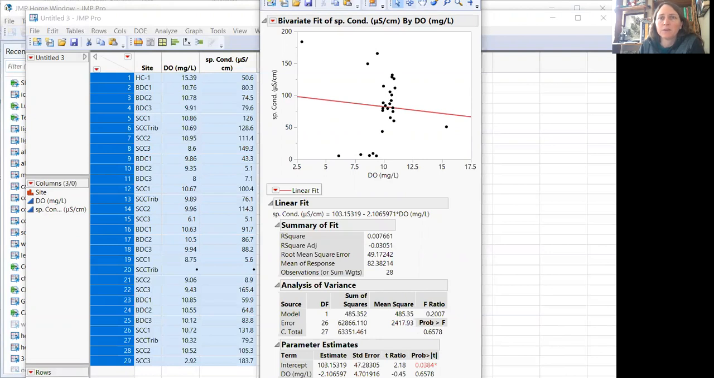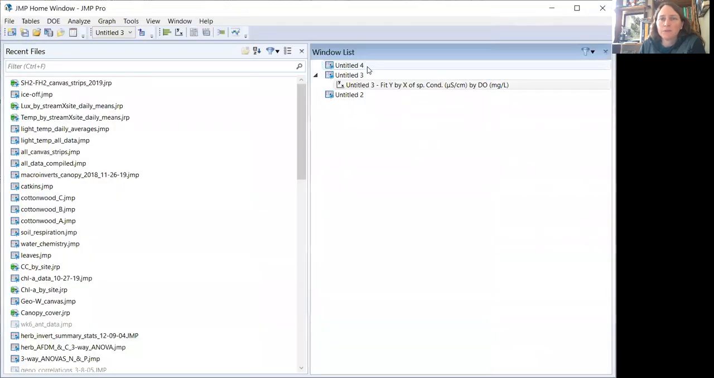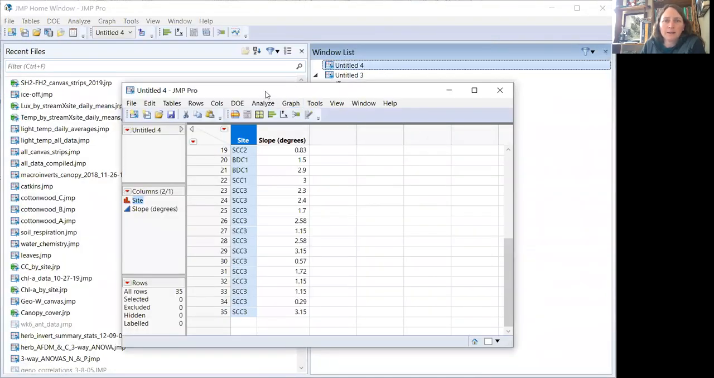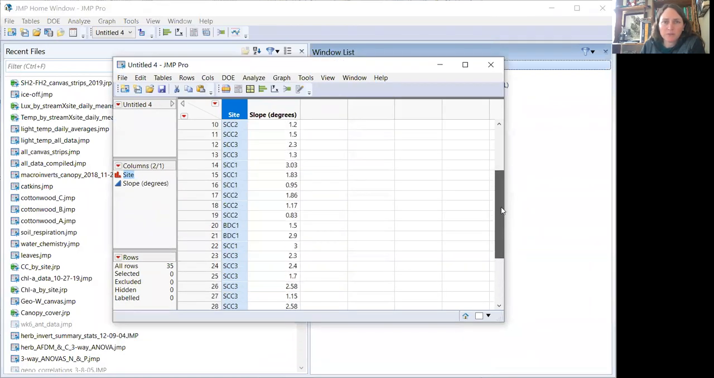All right, so let me see if I can get rid of that one. And I'll go to this one. So here, I've got another data set, this time a bunch of stream sites and different slope measurements. And I have more than 2 sites. I've got a few different sites on Barking Dog Creek and a few on Snyder Creek.